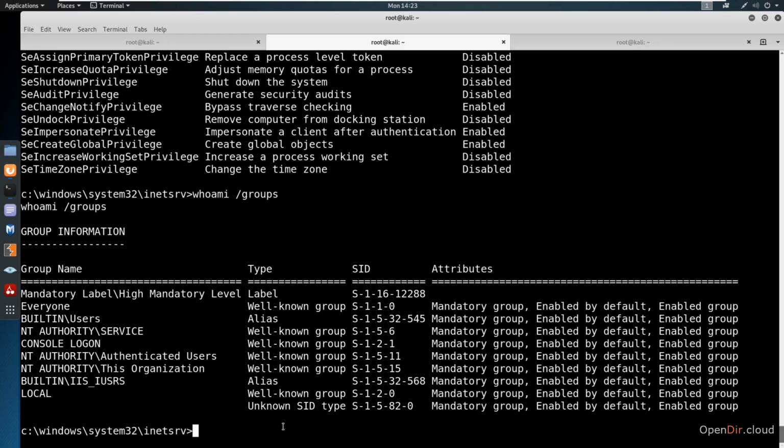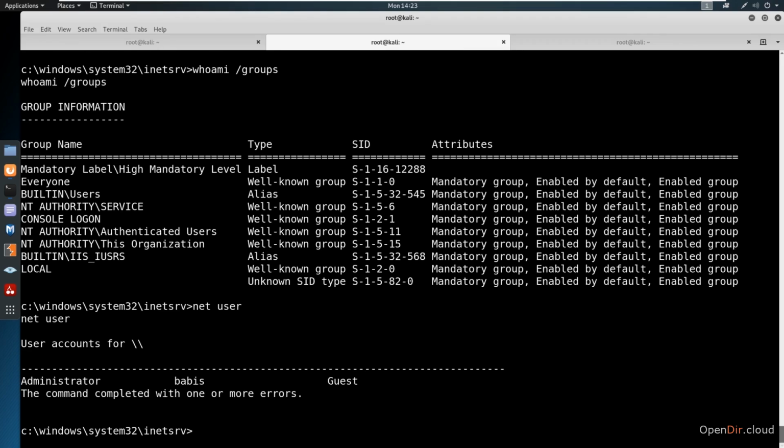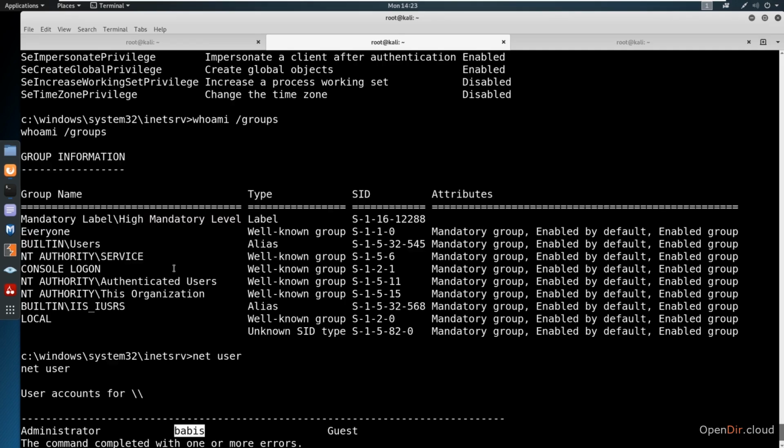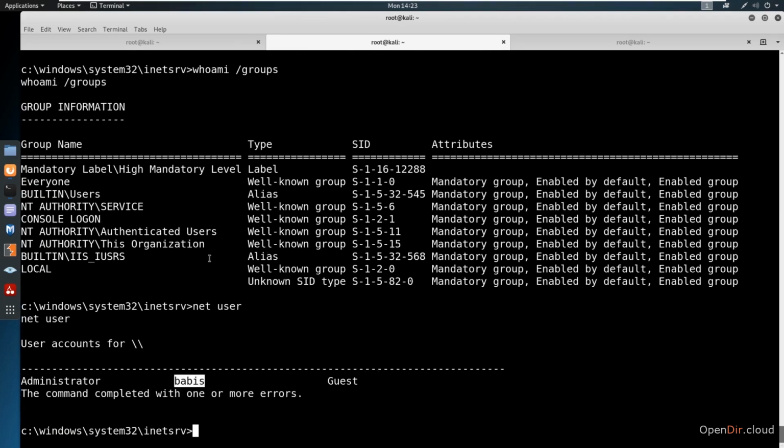Now we could type in something like net user, and that will show us the users on this machine. So you could see that there are actually just really two users. They have a guest account, but we have administrator and then this Babis user. Well, we're on a service is what we actually landed on. So we're not on a real user account. We just happen to be a part of a service that's running, which is the IIS service.